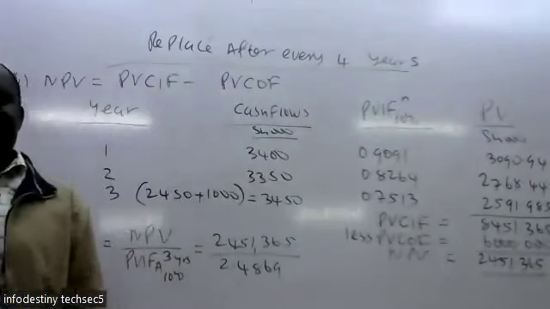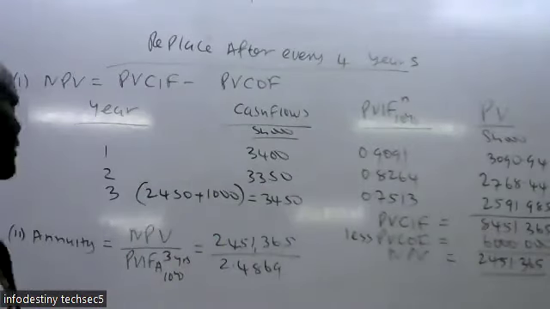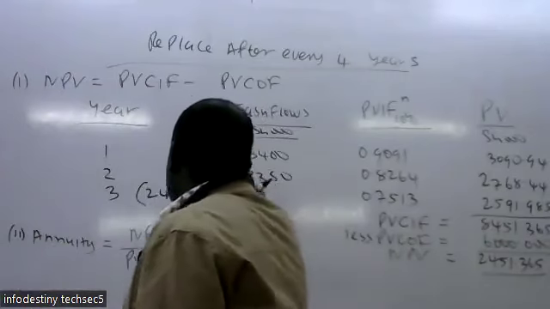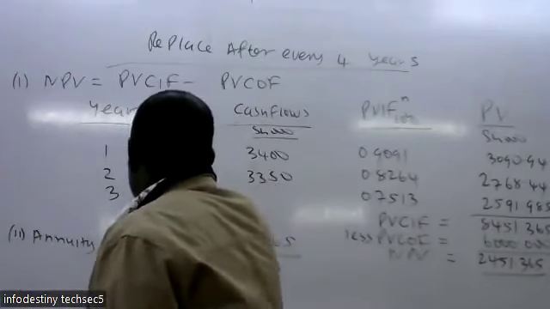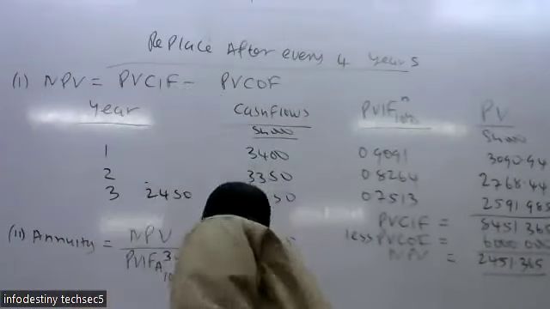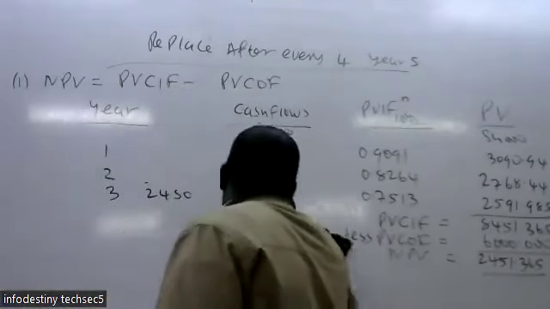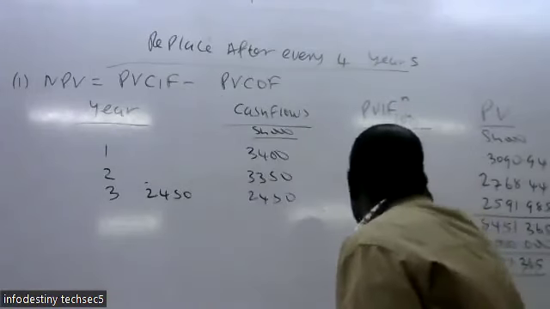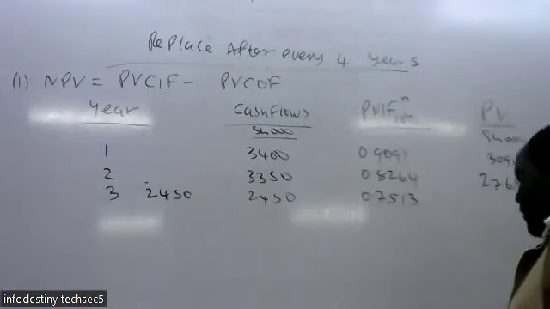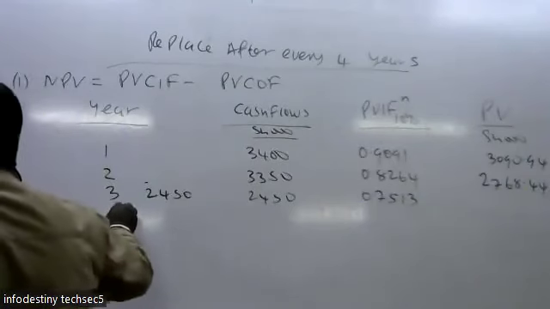So we still start with step number one, where we compute NPV. So year one cash flows, year three cash flows, now we have to change, because now there will be no reserve value. So this should now go to 2450. Then we also include year four.